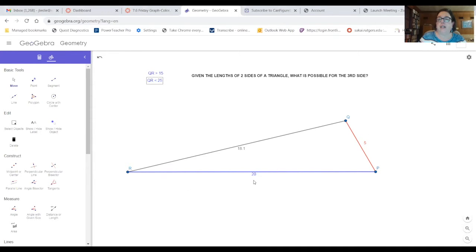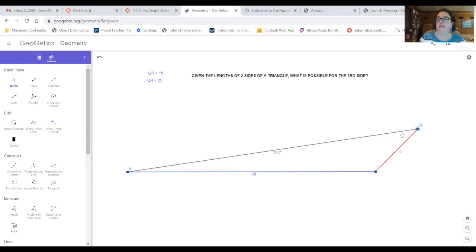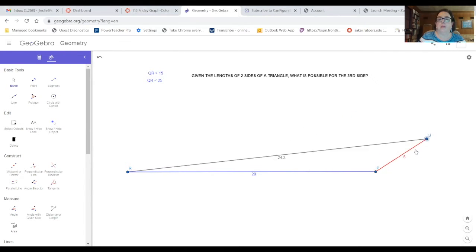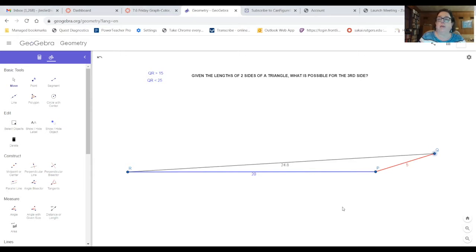PR is fixed at 20 centimeters and PQ is fixed at 5. So we can rotate Q around to get different triangles, but PQ and PR stay the same. The question is, if you have the 20 and the 5, well, let's start. How big can QR be? Could QR be 100 centimeters?